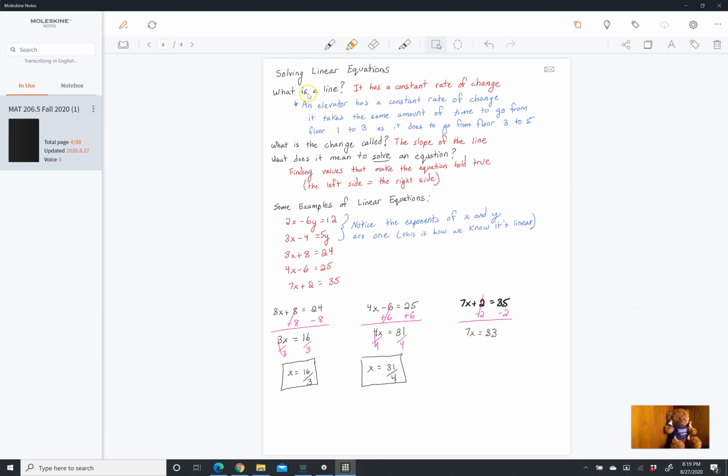And then we just divide both sides by 7. And here, again, 33 and 7, they don't have anything in common. So our final answer is just 33 over 7.